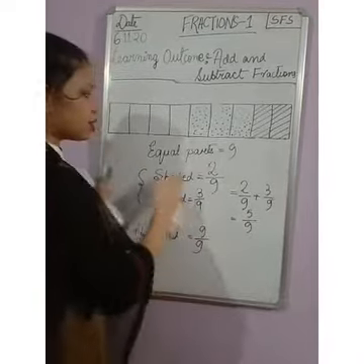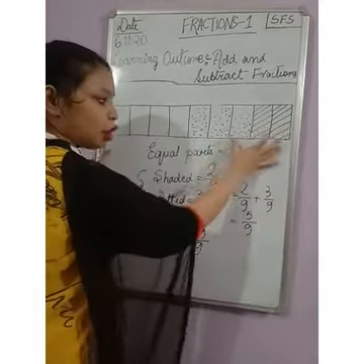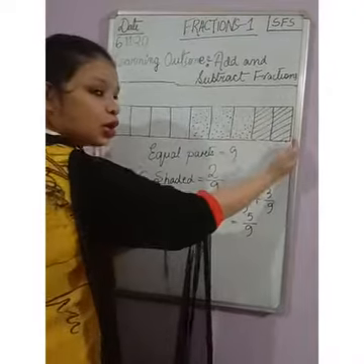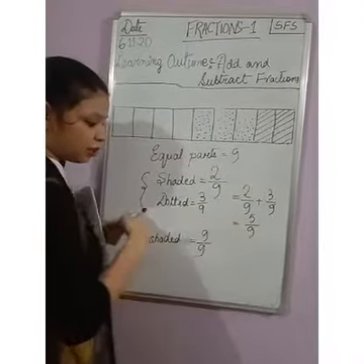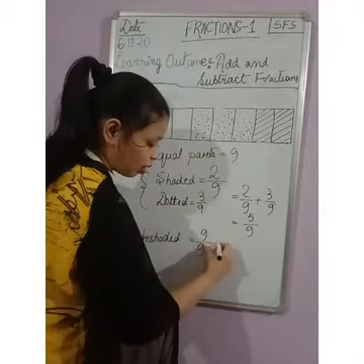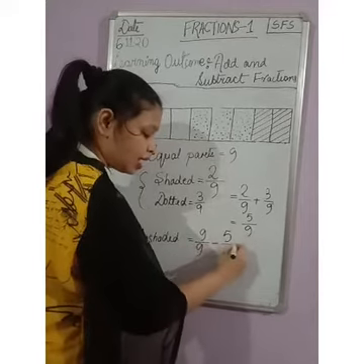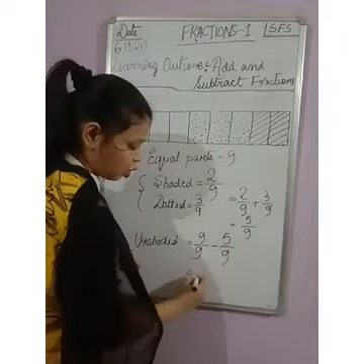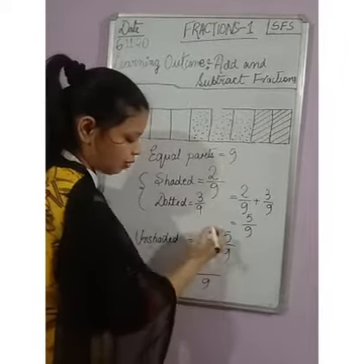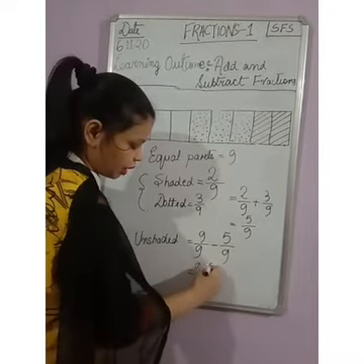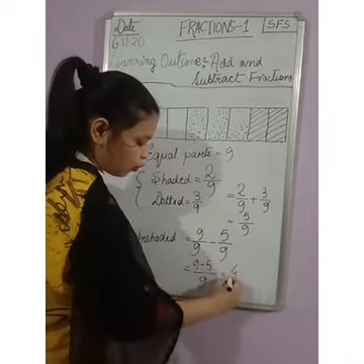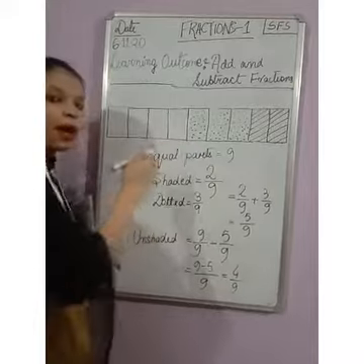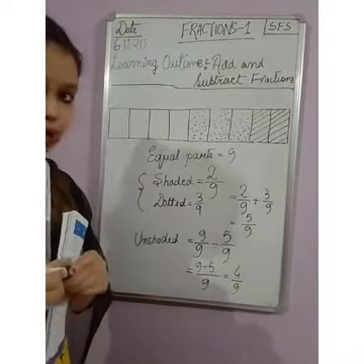So we have to subtract the dotted and the shaded from the whole. Dotted and shaded represents how much? 5 by 9. And how can we find the remaining? By subtraction. So 9 is common here. So 9 minus 5 equals 4. So 4 by 9 represents the part which is unshaded.